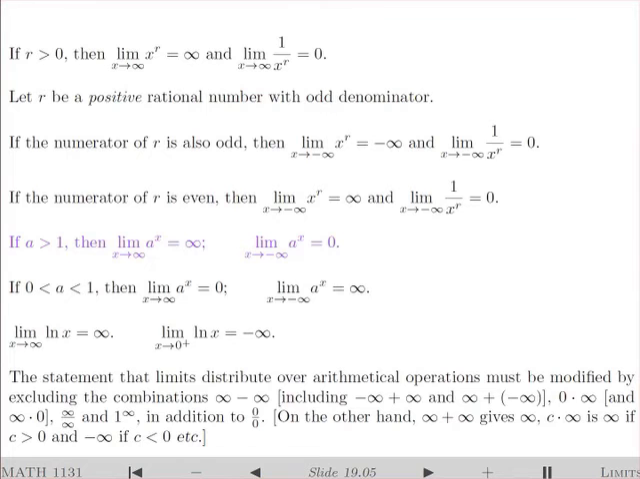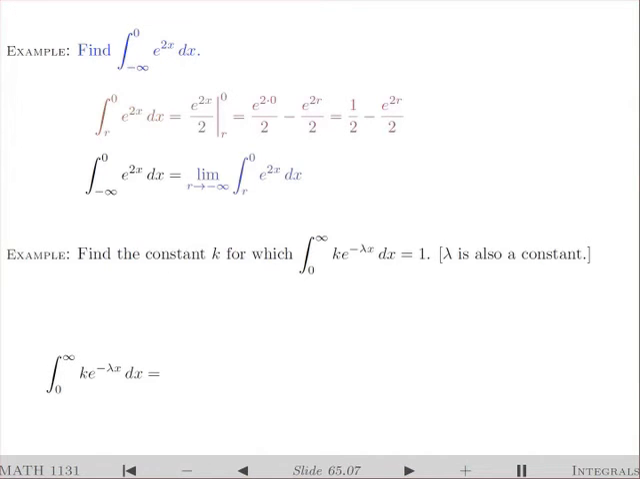Recall the limits of exponentials. In this case, I have r going to negative infinity. As r goes to negative infinity, 2r also goes to negative infinity. And since the exponent goes to negative infinity, e to that power goes to 0. So the integral is 1/2 minus 0, or just 1/2.